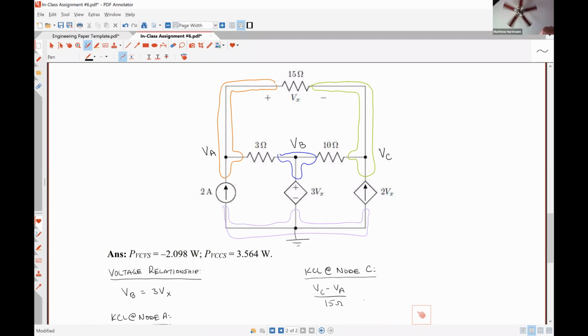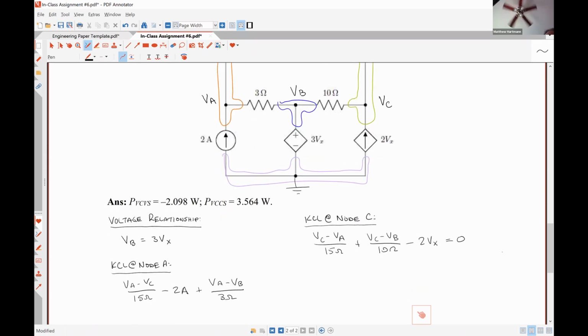What's another one of our 3 terms going to be? VC minus VB over 10 ohms. All right. And what's our last term going to be? Negative 2 VX. Everywhere where there's VB, should we have put VX or 3VX? We could. It really just depends on how you want to play this, and we'll talk about that in just a moment.